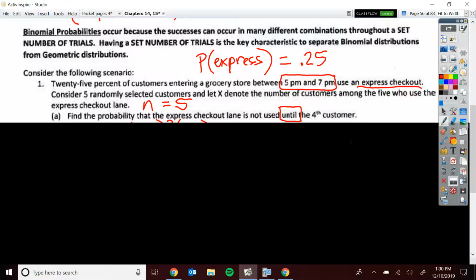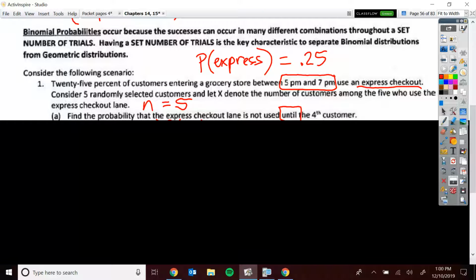And I know you know how to do this first one. So do this. Find the probability the express checkout lane is not used until the 4th customer. What type of probability is that? Geometric, because it's going until. So compute that real quick.